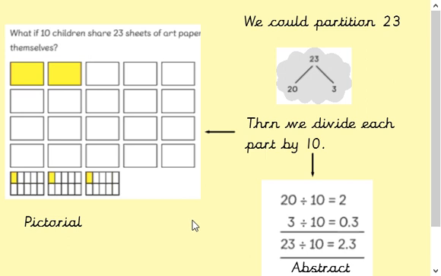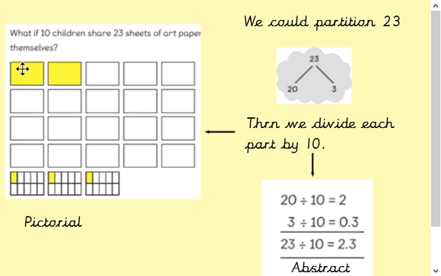We could show it like this. So what if 10 children share 23 sheets of art paper themselves? So we could then be thinking, okay, this question is going to be 23 divided by 10. We could have a look at this. We've got 20 and we've got 3. We could partition the 23 into 20 and 3.